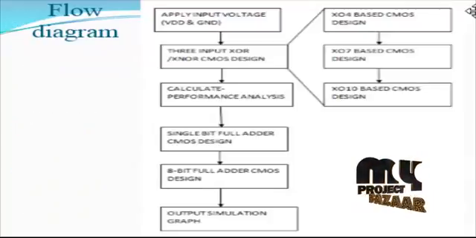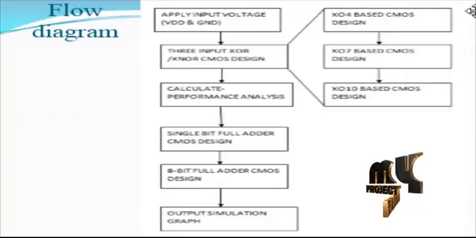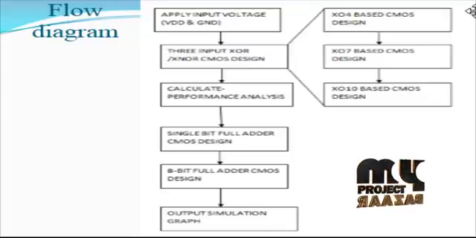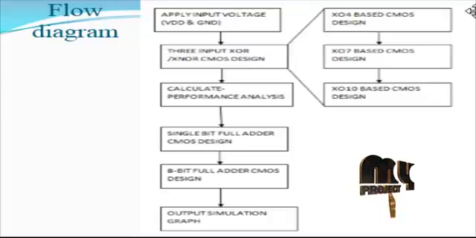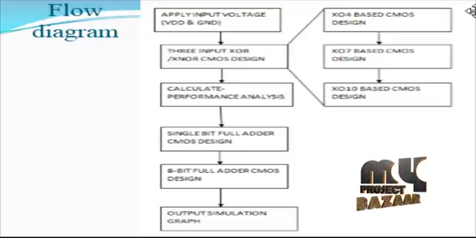Next we see the flow diagram for the product. First we apply the input voltage VDD and ground based on our input section for the overall 3 input XOR XNOR CMOS design. This design consists of the X0 based CMOS design, X07 based CMOS and X010 based CMOS design. These designs are placed to realize XNOR and XOR based functions in the same CMOS design circuit.